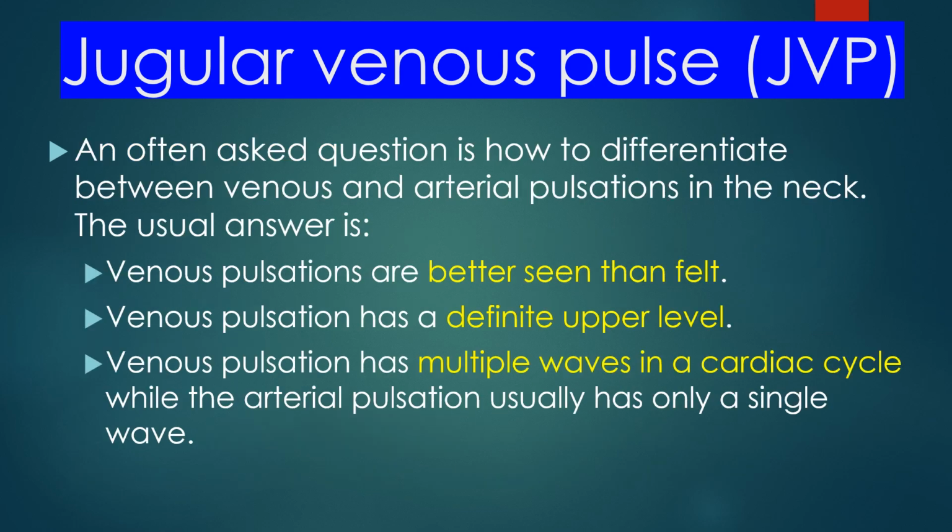An often asked question is how to differentiate between venous and arterial pulsations in the neck. The usual answer is venous pulsations are better seen than felt. Venous pulsation has a definite upper level and has multiple waves in a given cardiac cycle, while arterial pulsation usually has only a single wave.